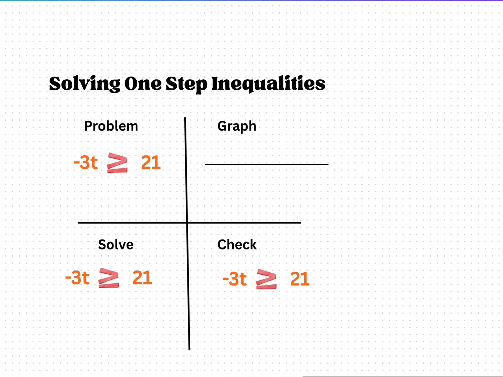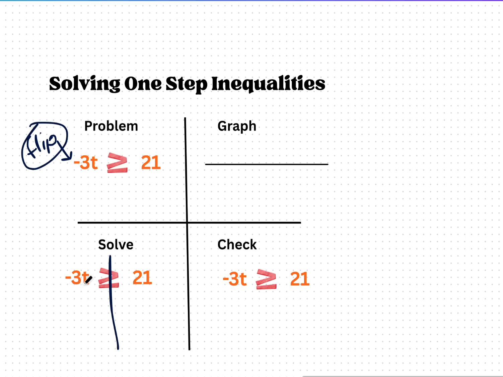Okay, this is our last example. And on this one, if you have to multiply or divide by a negative number, when you're done solving the problem, you have to flip the inequality. Anytime you multiply or divide by a negative number, you have to flip the inequality. And this is something that your students will have to know to pick the right answer.